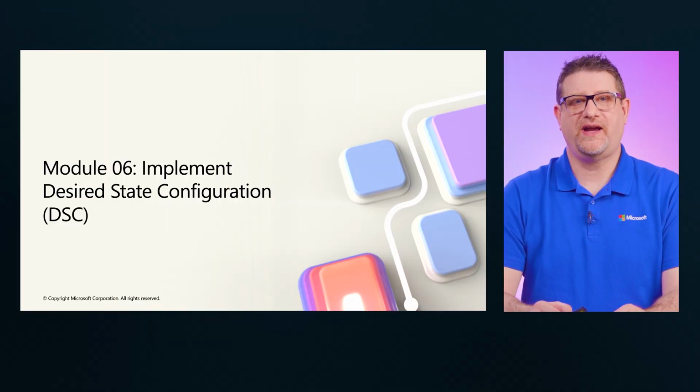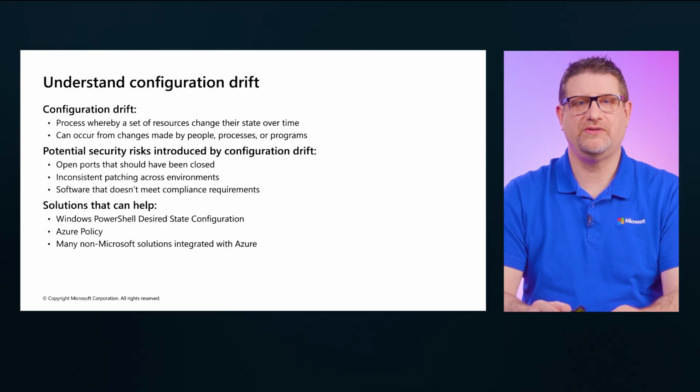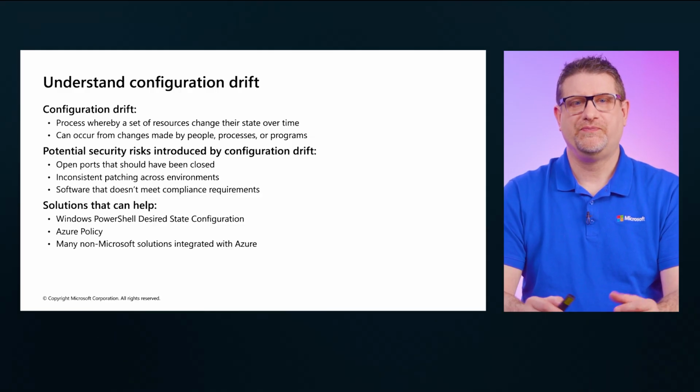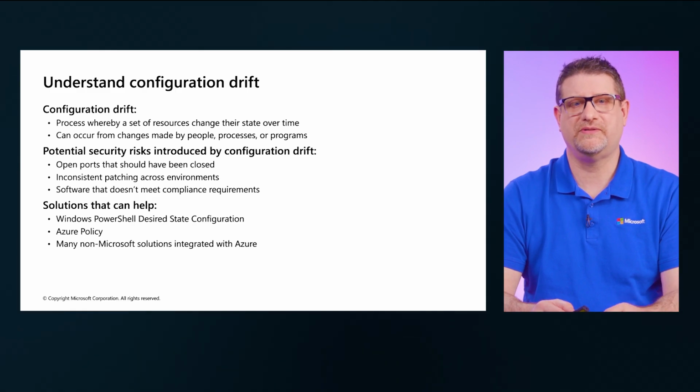Now let's take a look at desired state configuration. Configuration drift is a common challenge in managing cloud infrastructure. Over time, the state of our resources like servers, networks, and applications can change due to updates by people, automated processes, or external programs. These changes might seem minor, but they can introduce some serious security risks, such as open ports that should be closed, inconsistent patching, or software that doesn't meet compliance requirements. Drift can happen gradually and silently, making it difficult to spot until it causes problems.